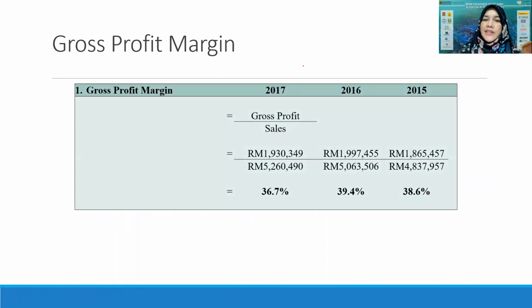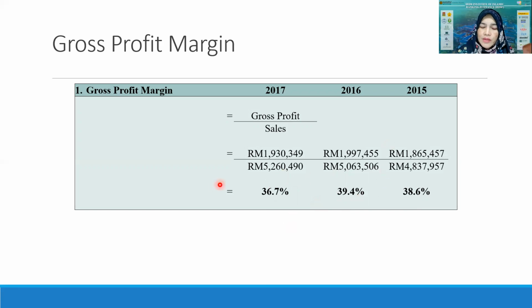Okay, this is an example of Nestle, from the year 2015 to the year 2017. This is the amount of profit, and this is the amount of sales. So the gross profit margin is 38.6 in the year 2015, and then it increased to 39.4 in the year 2016, and then in the year 2017 it further decreased to 36.7. So what you can see here is the profit margin has been on a declining pattern in 2017. It declined from 39.4 to 36.7, right? So that's how the percentage helps you to explain the performance of the company.